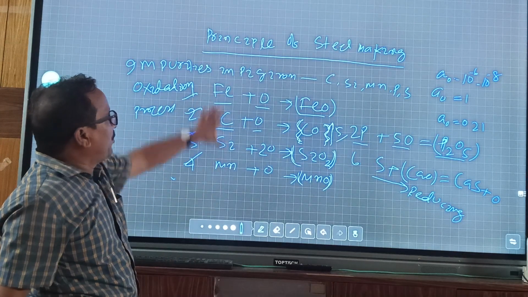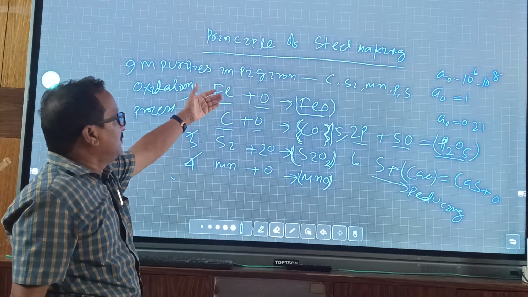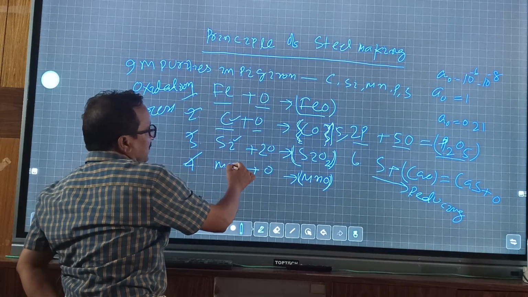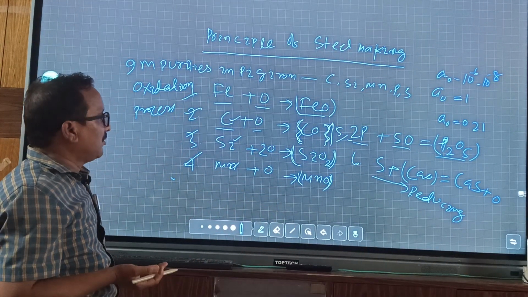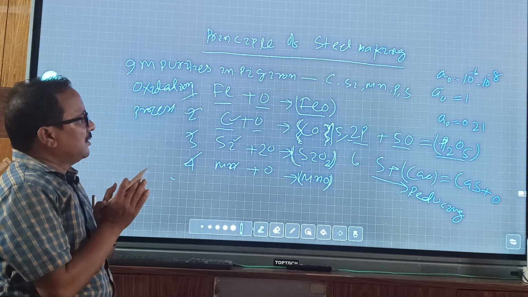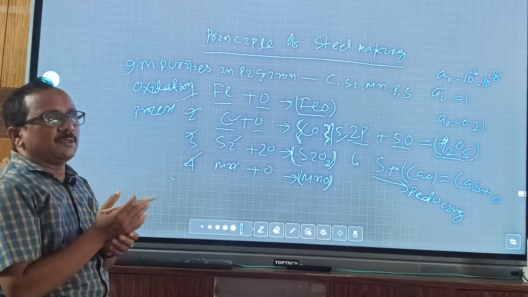In this oxidation process, all these impurities get oxidized. Simultaneously, iron also gets oxidized. For all these reactions, we will supply oxygen. Oxygen is supplied in different processes.